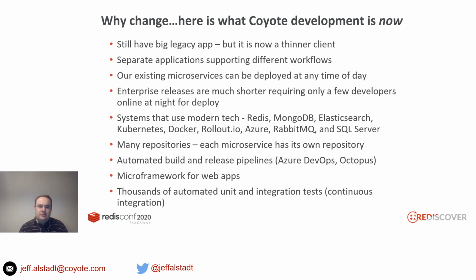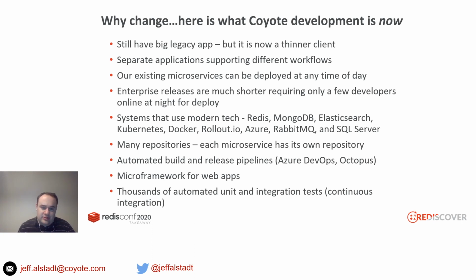So why change? This is what Coyote development is now. We're a more agile, more flexible, more nimble organization. Our software can be deployed now really at any time of the day by using independent deployments. We still have a big legacy app, but it's a much thinner client. This thinner client now uses services to get the data that it needs, not talking directly to the database. It separates the applications. There are separate applications supporting different workflows. Those different workflows could be for carriers, customers, and internal employees.